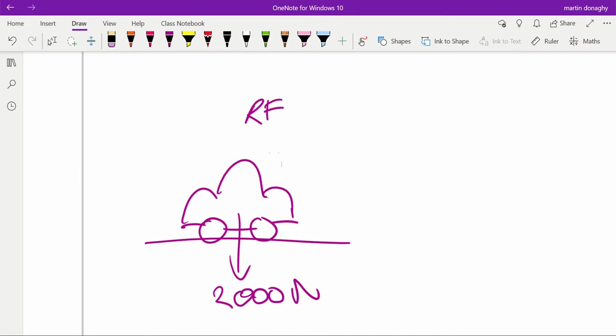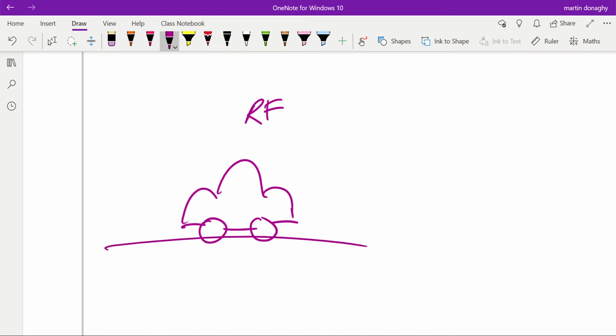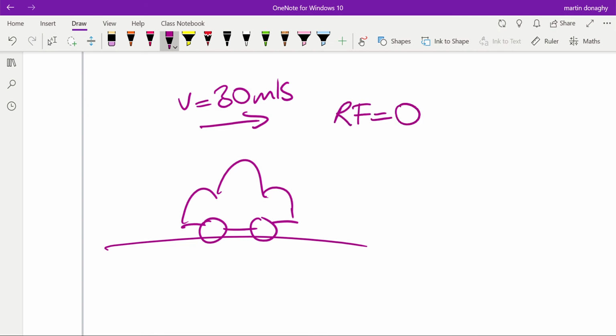Okay? Likewise, if we're told this car isn't stationary, let's say we're told that it is moving at a constant velocity of 30 meters per second. The fact that it's 30 doesn't make any difference. It's the fact that it's a constant velocity tells us that the resultant force is zero.